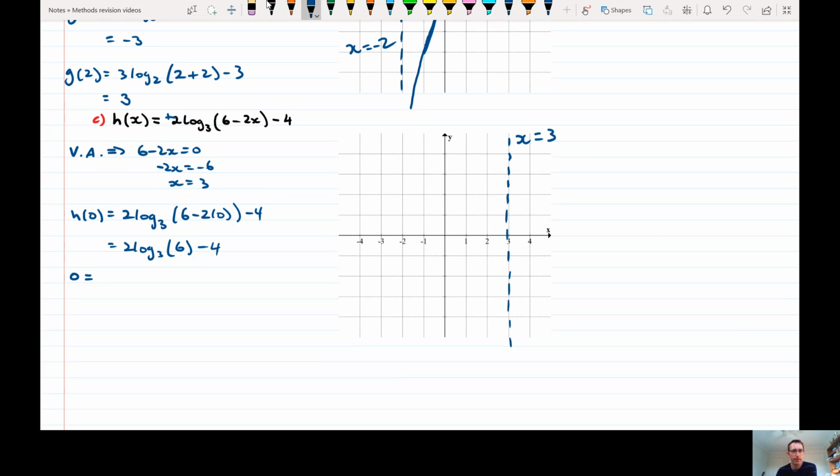And to find the x-intercept, we're going to substitute 0 in for y, just as normal. So to solve this, we're going to add 4, divide by 2.